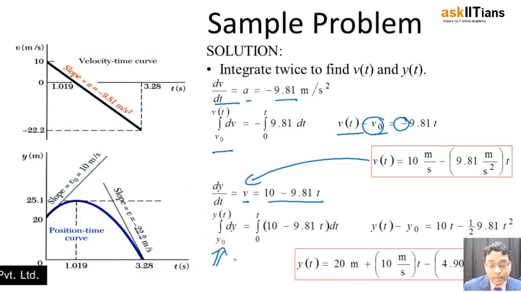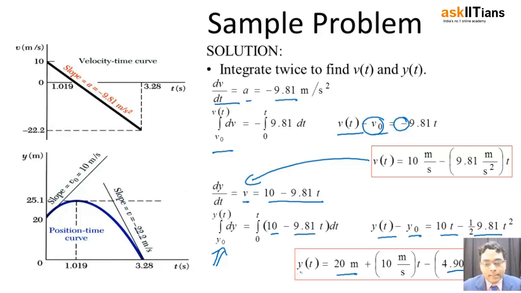Therefore, if I have to integrate this, what will I get? I'll get the integration from y naught to y. Obviously, we are finding the displacement. So if I integrate it, I'll get yt minus y naught, which will be equal to 10 into t minus half into 9.81 t squared. Y naught is already given, since you're starting from that particular height, so that's the reason you have 20 meters. So 20 plus 10t minus 4.905t squared, that's 9.81 by 2. This is the expression of y, and this is the expression of v.